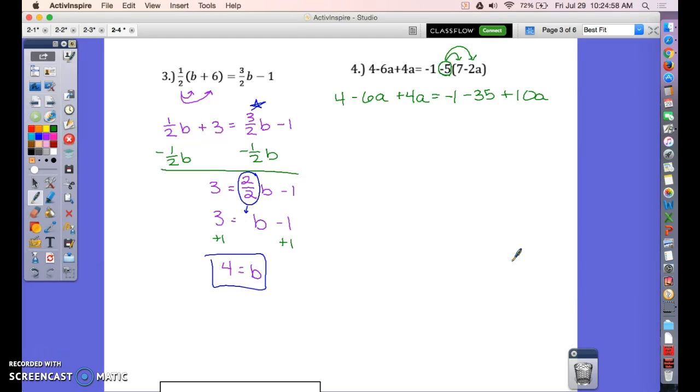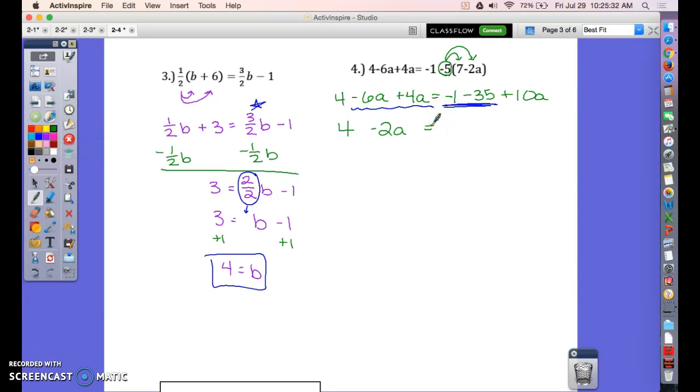Now look at each side of the equation separately. Can you simplify anything? Over here on the left, if I just look at this side, I can combine like terms. What is a -6a plus a 4a? That would be a -2a. I still have this 4 floating down in front, okay? But I can combine those like terms. Now look on the right side of the equation. Are there any like terms you can combine over there? Yeah, I have a -1 and a -35, so those can be simplified as well.